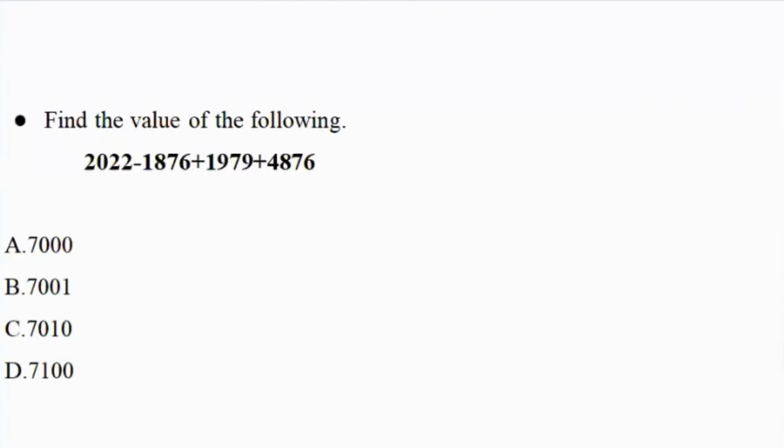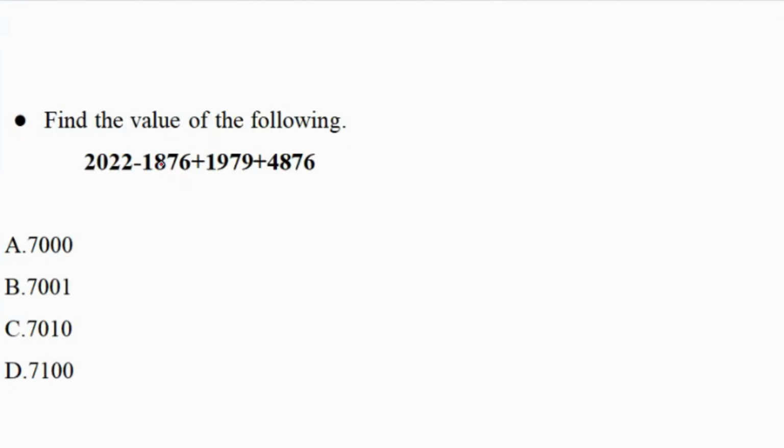Now we are going to start with the first question. As you can see, the first question is: find the value of the following, 2022 minus 1876 plus 1979 plus 4876. Correct? This question we can solve simply if we solve it the way it is given to us.